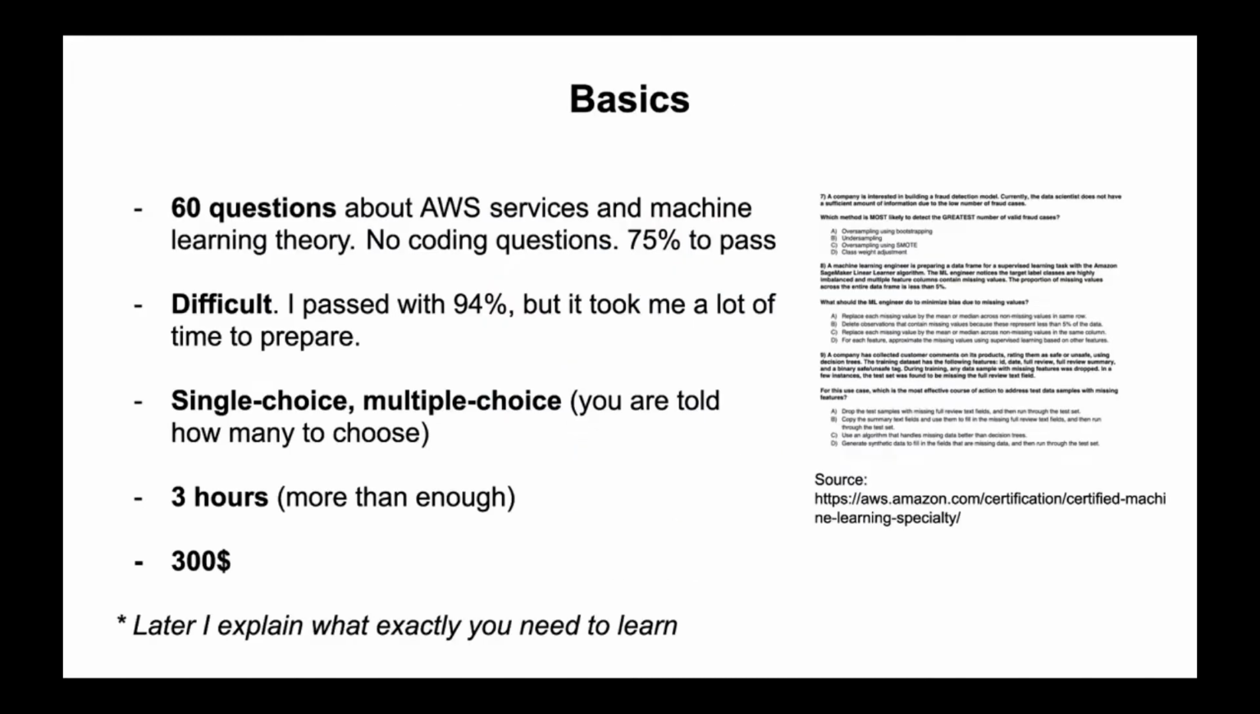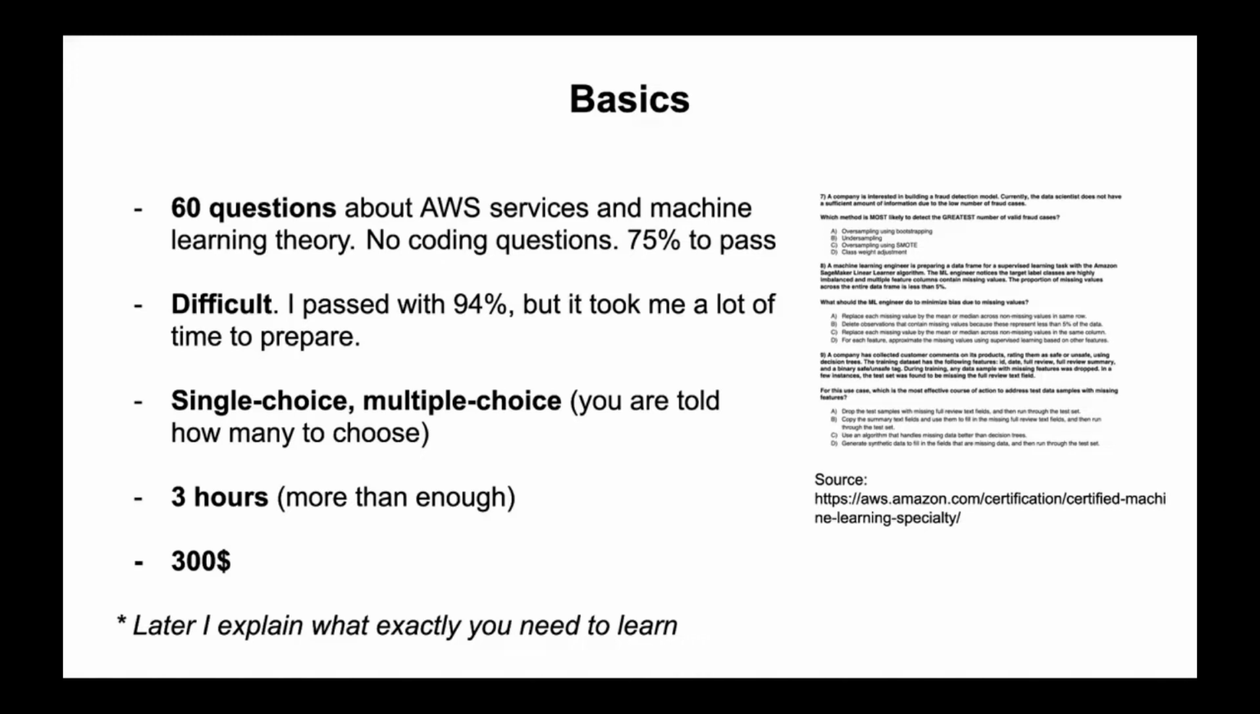So the exam consists of 60 questions about AWS services and machine learning theory. There are no coding questions, and you don't need to know Python, but it surely helps. It also helps if you already work in the industry, already work with AWS machine learning services, especially SageMaker. You need 75% to pass, and this is very difficult. I personally passed with 94%, but it took me a lot of time to prepare.